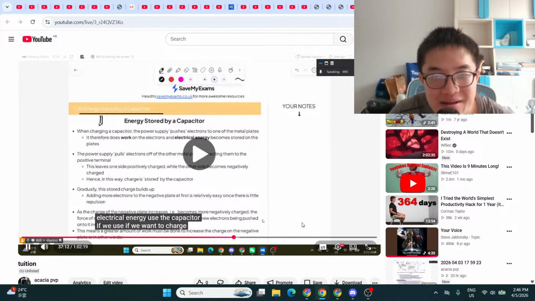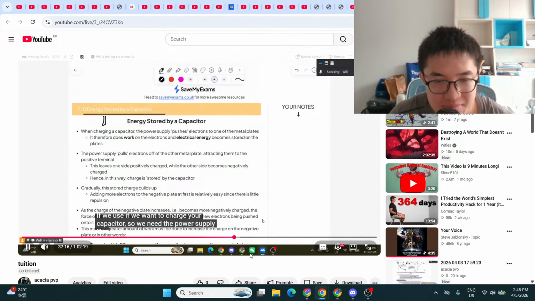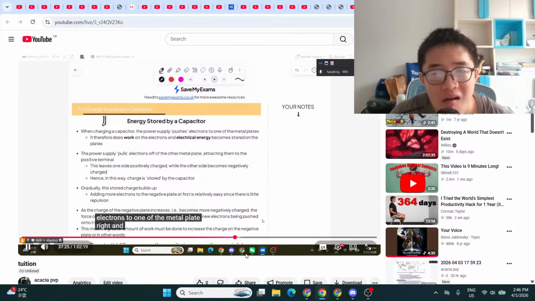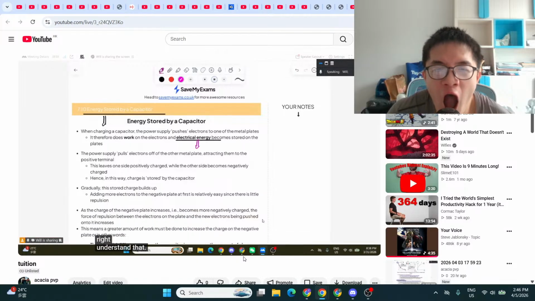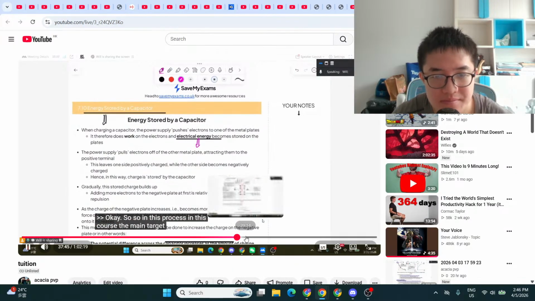To charge a capacitor, we need the power supply. The power supply pushes electrons to one of the metal plates, right? And in this process, the power supply does work on the electrons, so they will produce the electrical energy, right? Understand that? Okay.